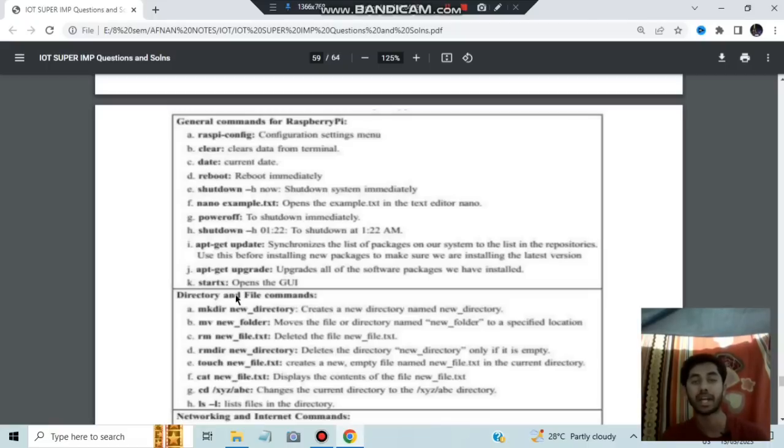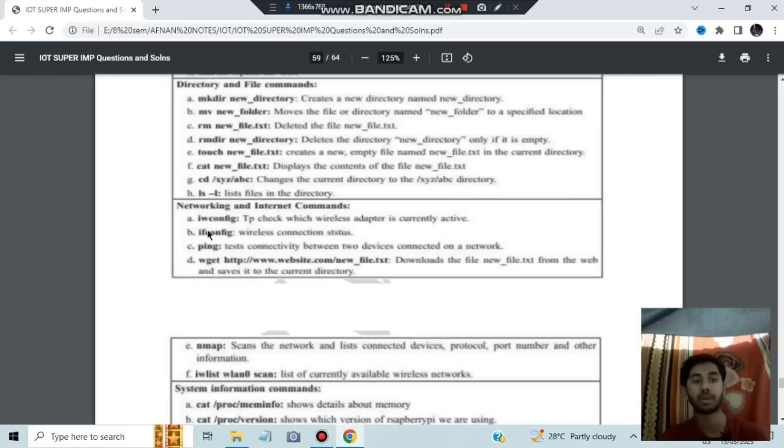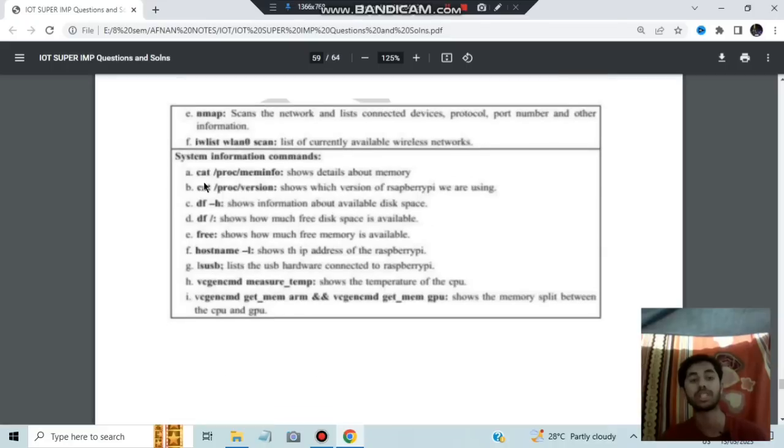Like that we have for the directory and the file: make directory, move directory, remove directory, and so on. Networking: IP config, IF config, ping, and wget. And here we have the system information commands like cat, df, and free, hostname, and so on. All these commands are given here. Just briefly go through it.